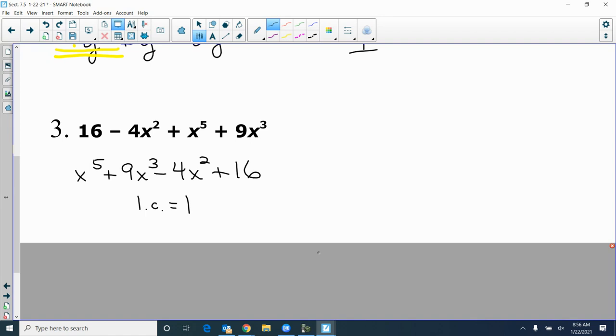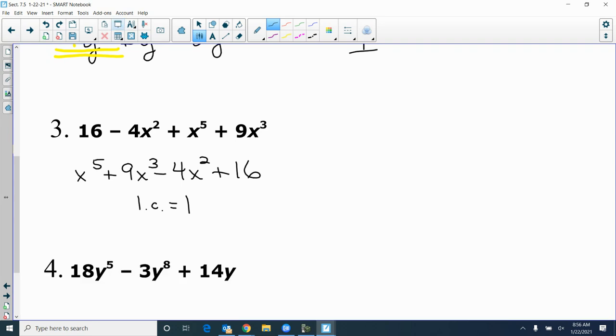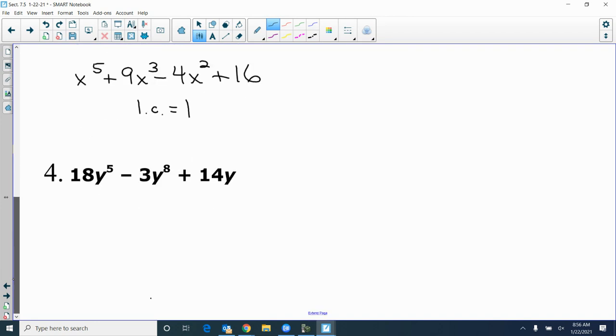This must not be highlighted. Oh, no. It's 5 minus 2. Leading coefficient equals 1.